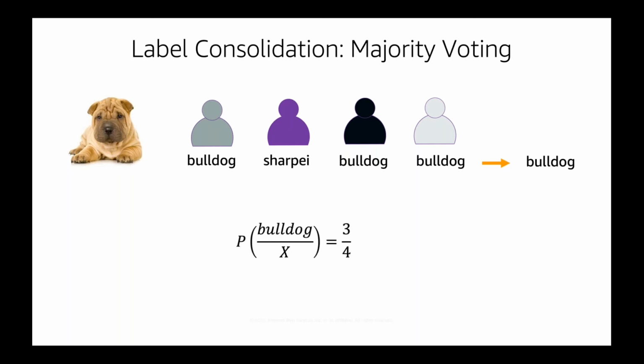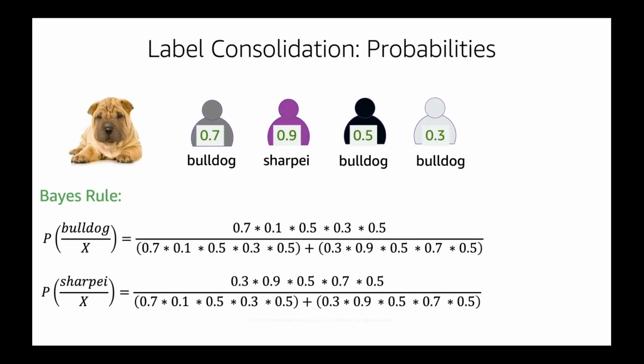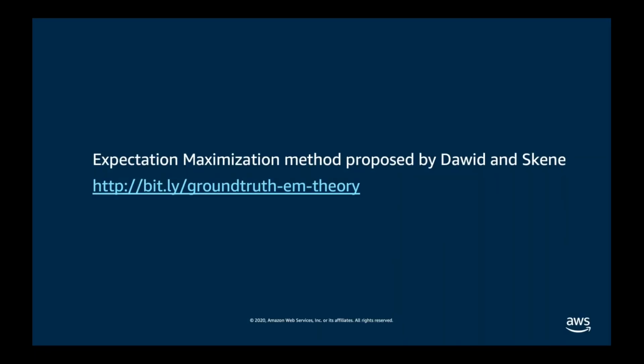Now with Ground Truth, we take advantage of probabilities and the Bayes theorem, and we take a look at the accuracy of these labelers. We can see that the labeler here who said Shar-Pei tends to be more accurate overall, so even though 3 out of the 4 people said bulldog, it'll be labeled correctly as Shar-Pei. And if you're interested in the actual technical aspect of what we're doing behind the scenes, we're doing something called expectation maximization, a modified version of that. And we released a paper showcasing that. So if you want to learn a little bit more about that, you can check that out as well.